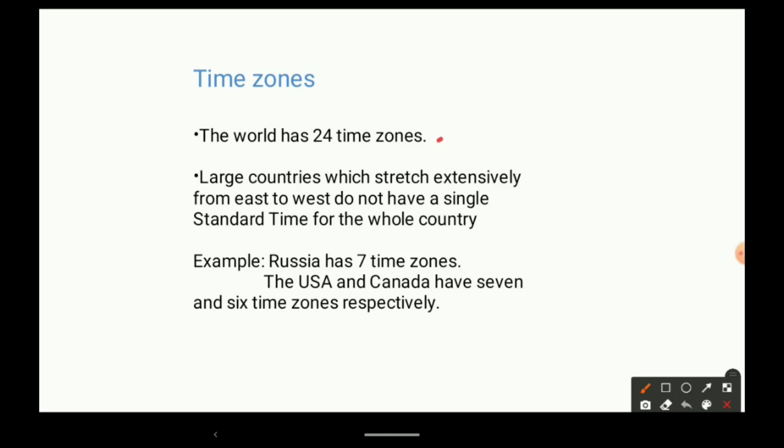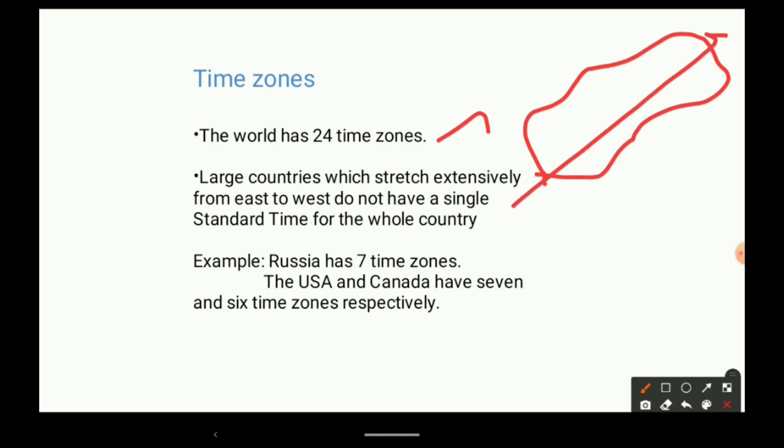Worldwide, we have 24 time zones. Large countries like Russia, sorry for the poor diagram. If we take this as Russia, they have a vast east-west extension. Due to this, they do not have a single standard time. For example, Russia has 7 time zones.